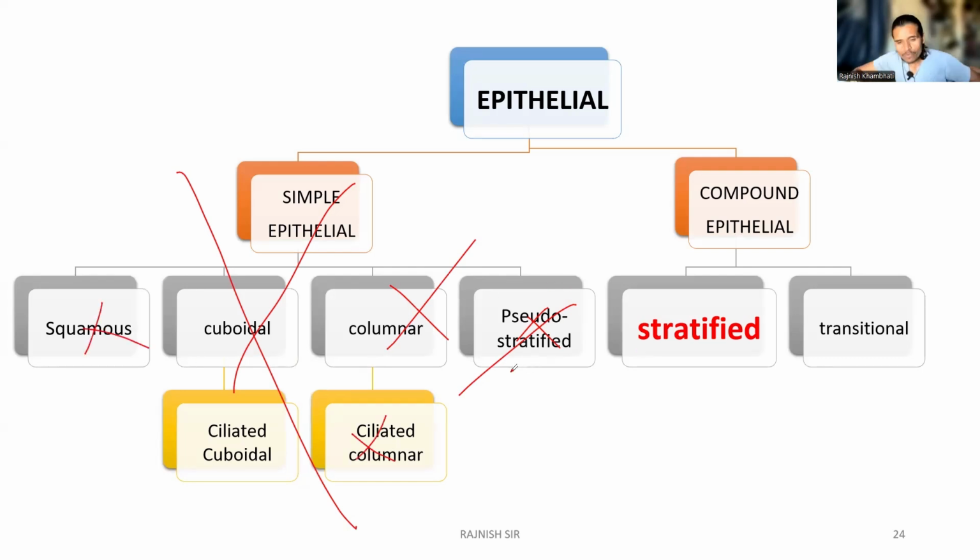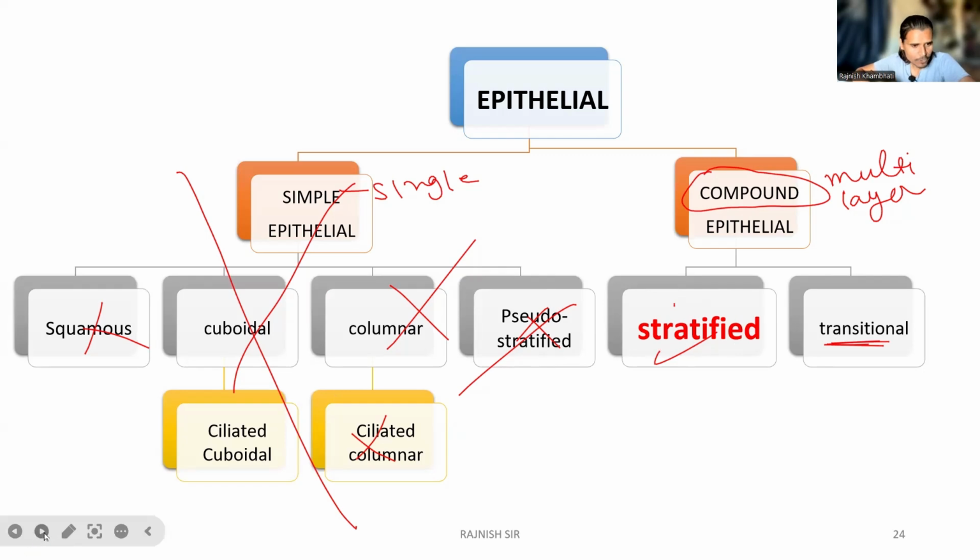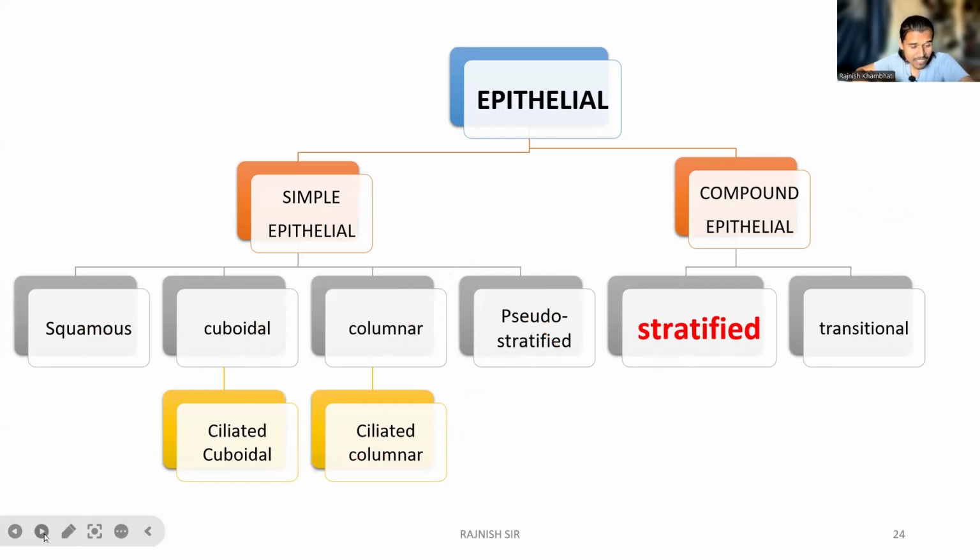Now we have to go forward towards the compound epithelial tissue, and that too stratified. Simple means single, so the reverse is compound, because in other terms we can say they are multiple layer. Not single layer, but multi-layer, which is called compound over here. It has two types, stratified and transitional epithelial tissue. So let's learn about stratified epithelial tissue. I'm hoping that you are getting this.